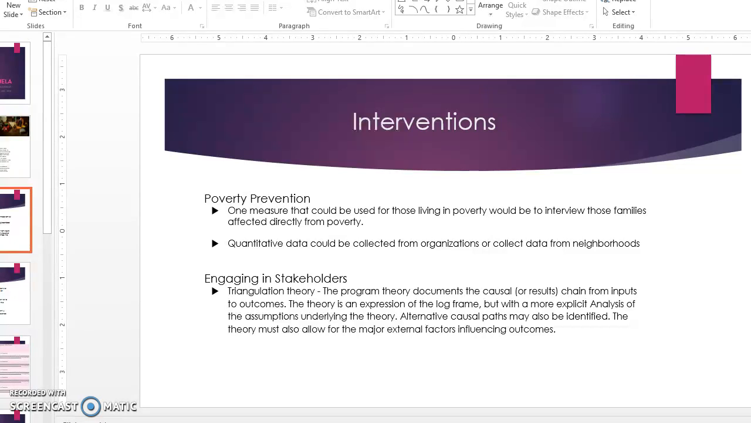And also, another intervention would be engaging the stakeholders to see what they're doing by using something called triangulation theory. And this is a determinant of change from inputs and outcomes. And you have a log frame that goes into more detail to see what the best influence would be in order to get to the means in terms of helping those that are in dire straits.